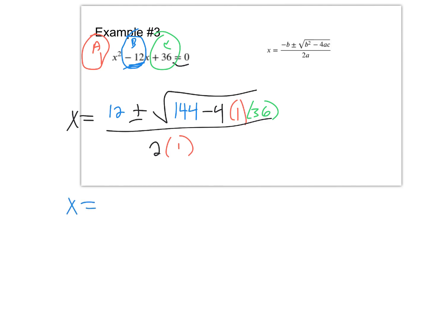X is equal to 12 plus or minus radical 144.